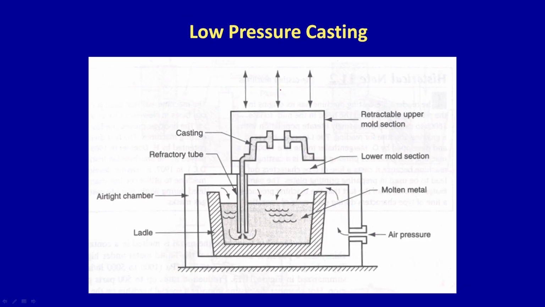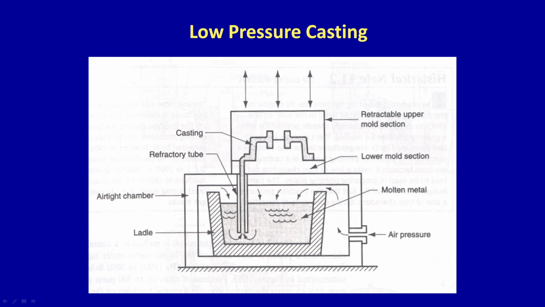Then you have what is known as pressure casting. You can have low pressure die casting or high pressure die casting. What is it? It's very simple. You can see this is a container or ladle which has liquid, and this liquid is passed through this refractory tube and reaches this mold, and this mold is retractable. Then two pieces can be separated easily, and by air pressure they allow the liquid to pass through. That is why it is called low pressure die casting.